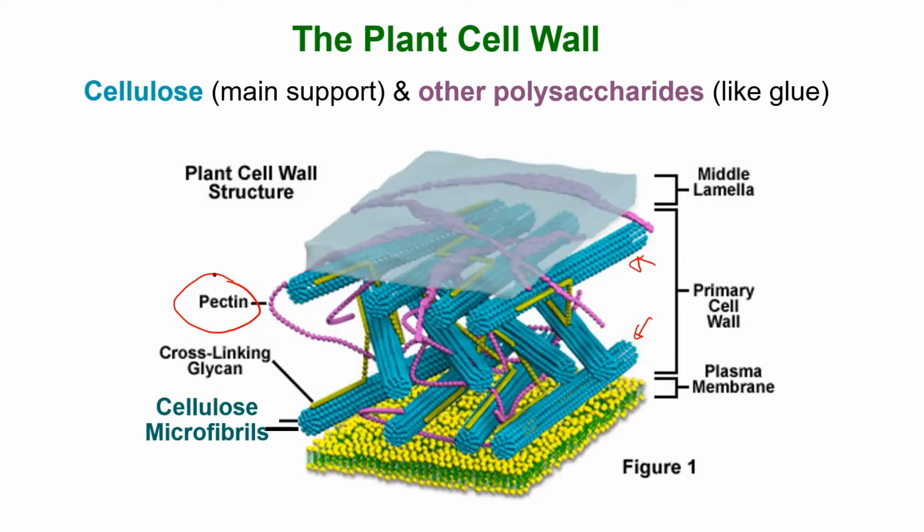So notice this is outside of the membrane. This is the membrane here, and the cell wall is outside of the membrane, protecting the membrane. So it's a protective barrier, right?